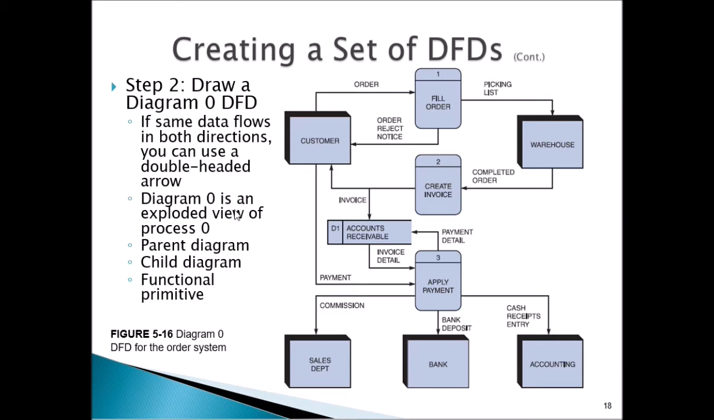Diagram 0 is an exploded view of process 0. Parent diagram. Actually, you know what? That's a very interesting way that it's bullet pointed. Child diagram, functional primitive.